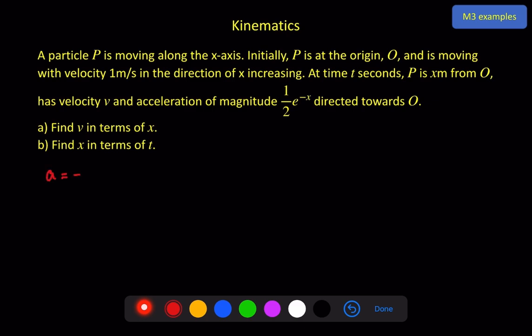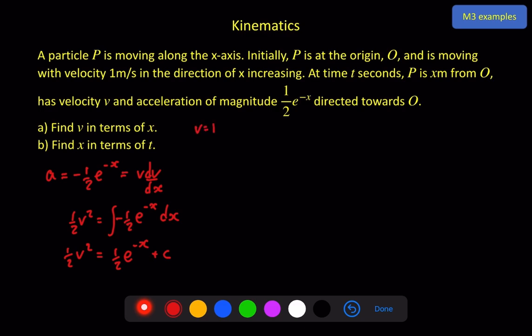Here we've got a is equal to minus a half e to the minus x, and we know again that this is equal to v dv by dx. So on the left we're going to get a half v squared, and on the right the integral of minus a half e to the minus x dx, and integrating that we get a half e to the minus x plus c, and our boundary conditions, v is equal to 1 when x is equal to 0. So we've got a half on this side is equal to, that's a half as well. So c is equal to 0.